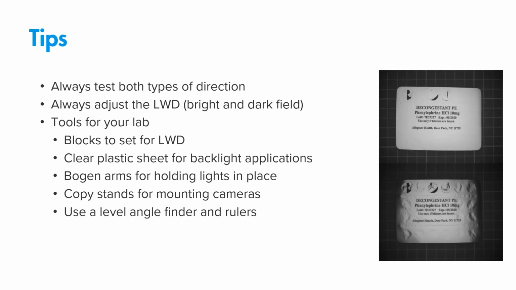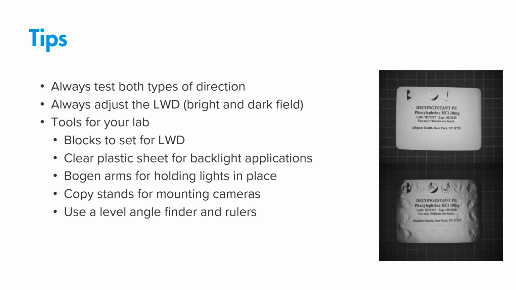So tips for doing this: as I just stated, always test both types of directions. Even if it seems straightforward, it doesn't hurt to confirm. Another one is to always adjust the light working distance, not only while you're testing for the direction, but also when you're testing for form factor and for whatever light you're using. It's always important to try a light at every working distance.